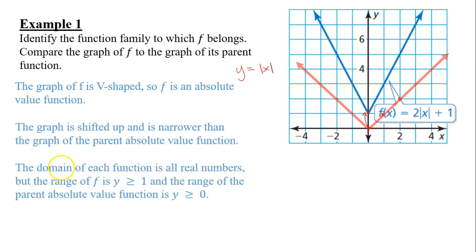We can compare the domain and range as well. The domain of each function is all real numbers because they both go all the way left and all the way right. The range of f, the blue one, is just the y values greater than or equal to 1. And the range of the parent function is all the y values greater than or equal to 0. So the range of f is y greater than or equal to 1. The range of the parent absolute value function is y greater than or equal to 0.